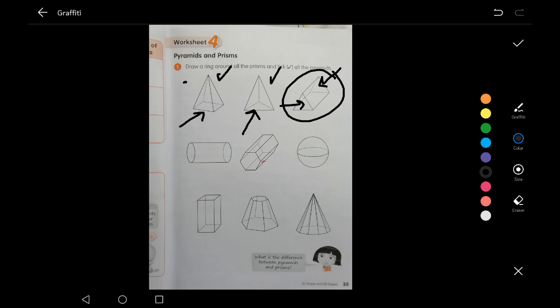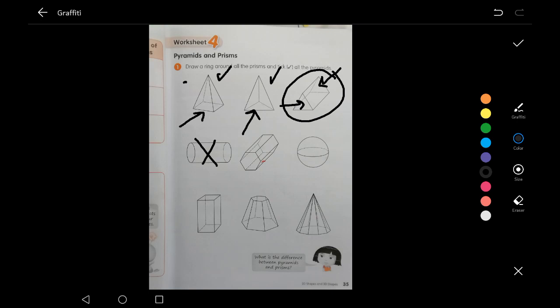Now, cylinder. It has two bases, but all of the other faces are not flat faces. It's a curved face, and there are no rectangles. So the cylinder is not a prism or pyramid.